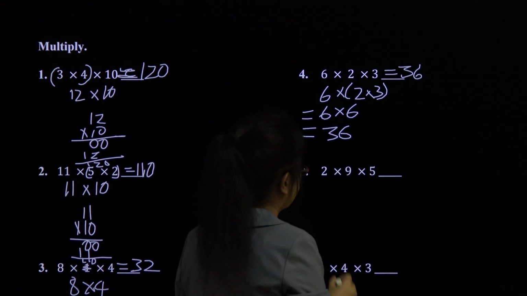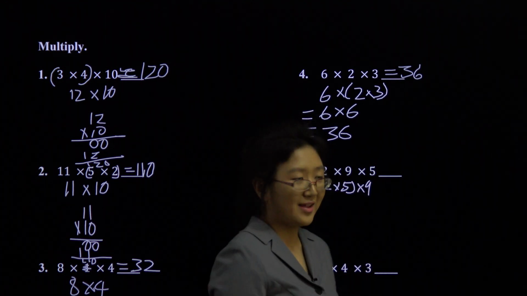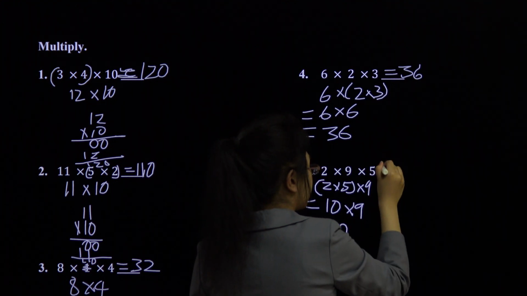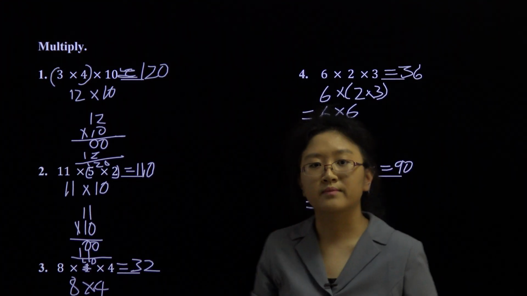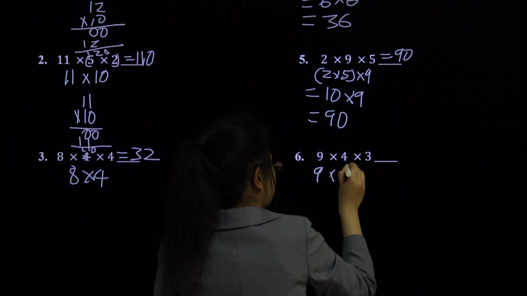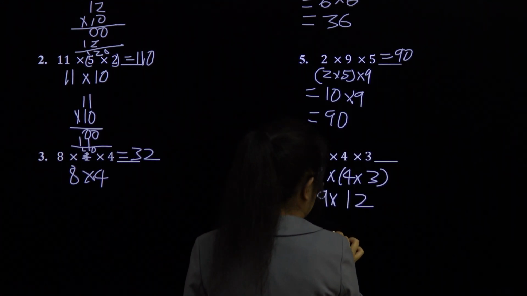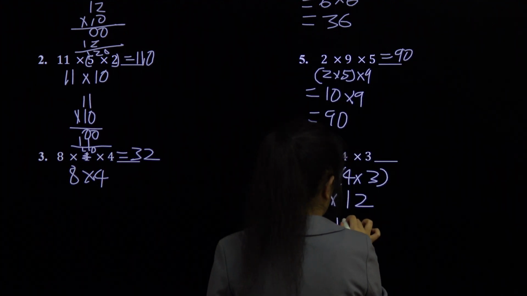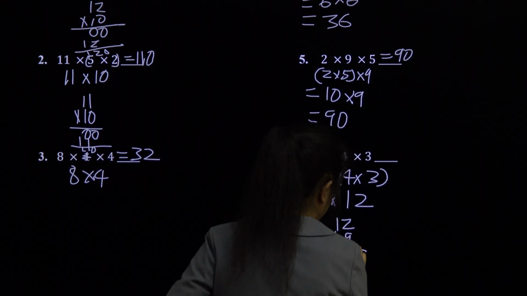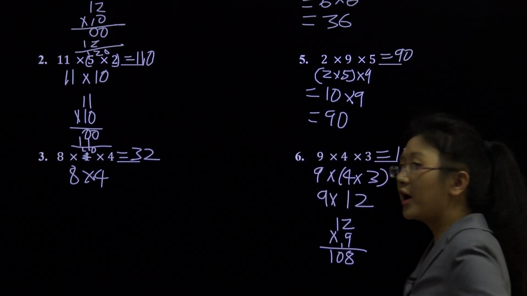2 times 9 times 5 is equal to 2 times 5 in brackets times 9 due to both the commutative and the associative property of multiplication, which is then equal to 10 times 9, which is equal to 90. 9 times 4 times 3 is equal to 9 times 4 times 3 in brackets, which is equal to 9 times 12, which is then equal to, if you remember from a few sections ago, 9 times 12 is equal to 108. There we go.